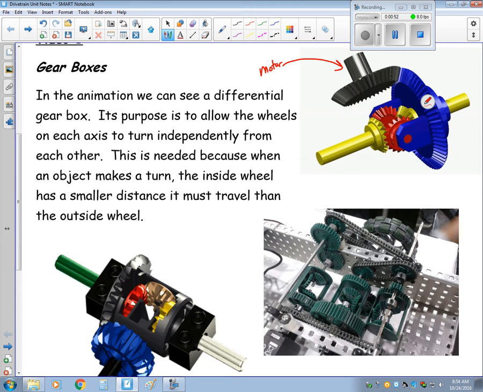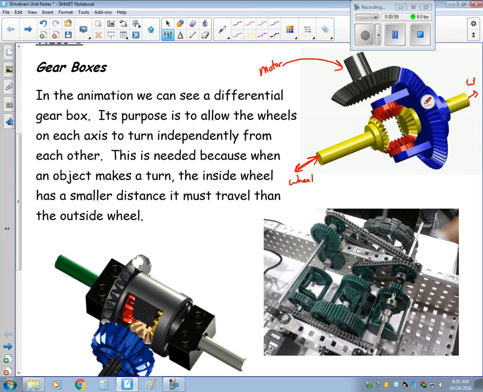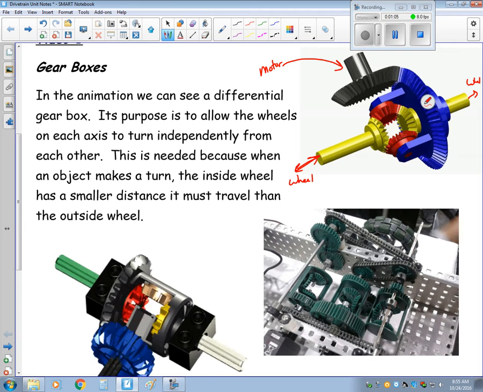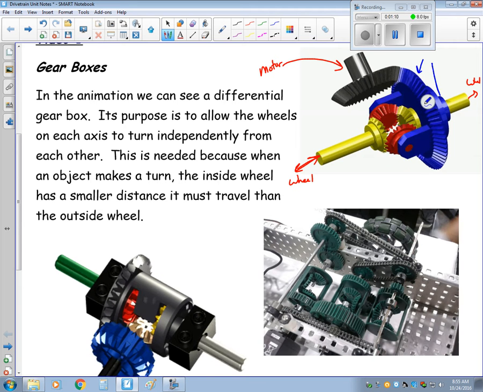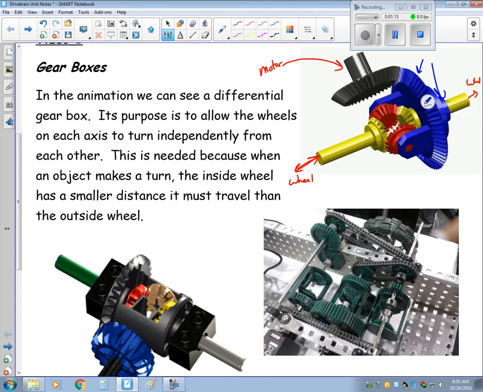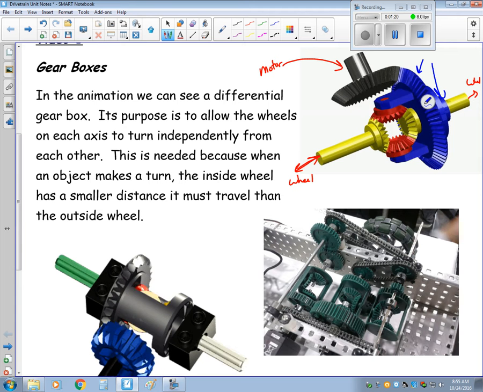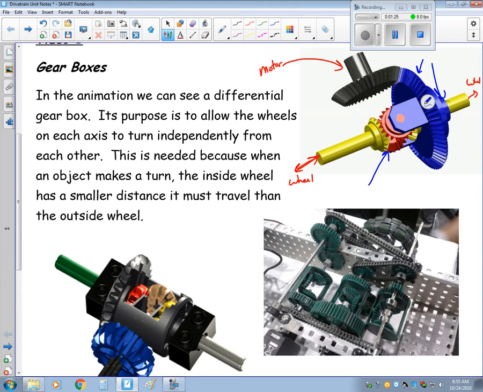In the system right here, the yellow shafts represent where the wheels go. This blue gear here is permanently attached to that drive shaft. So what happens is, as this turns, we have these other planetary gears inside that can turn the other shaft.